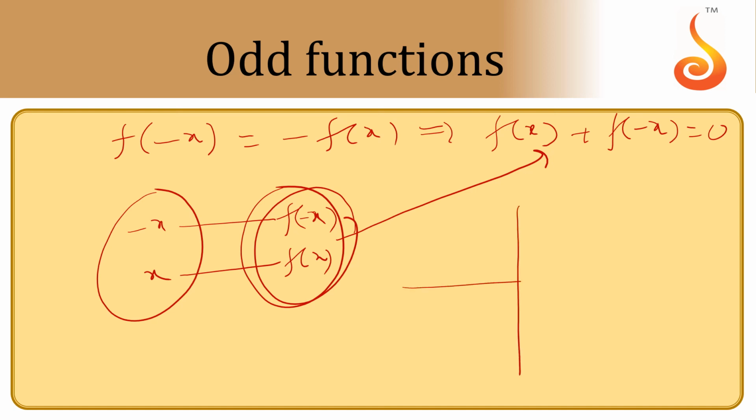So for every point, suppose it is in the first quadrant, with respect to origin, its image will be in the opposite quadrant. So the graphs of odd functions are symmetric about the origin.